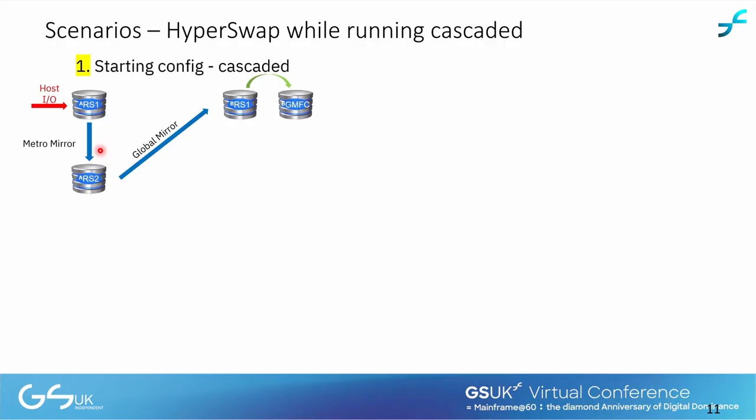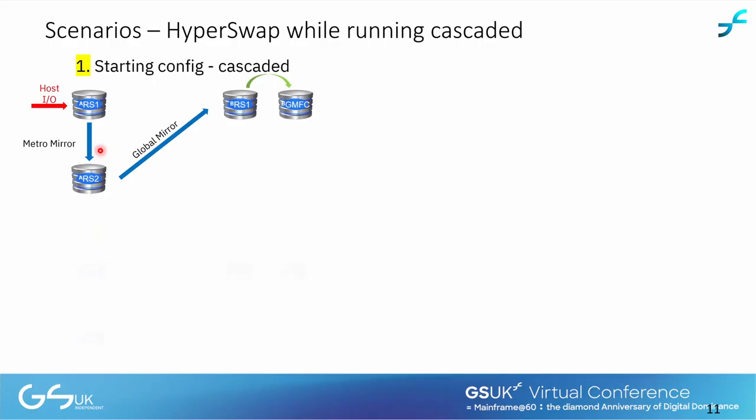So with HyperSwap, while running in a cascaded environment, one with a Metro Mirror in region A from RS1 to RS2, you have host IO taking place on RS1. You have Metro Mirror replication taking place between RS1 and RS2. You have a Global Mirror going to region B, RS1, and then in region B, you're able to take a Global Mirror FlashCopy, which is a point-in-time copy of the devices in region B at that time. So that is a cascaded configuration.